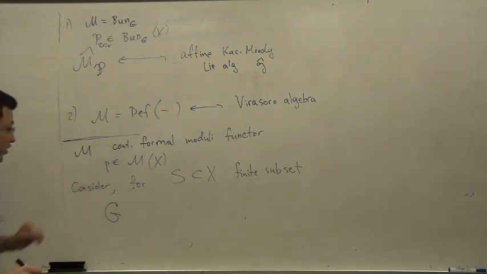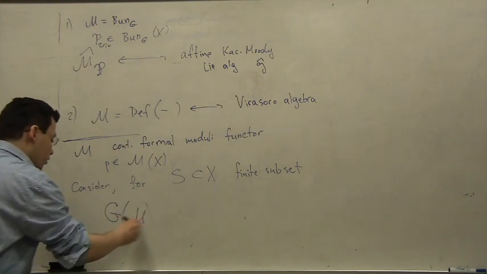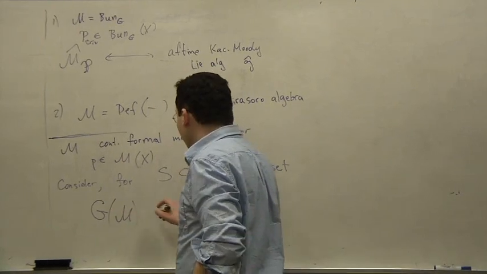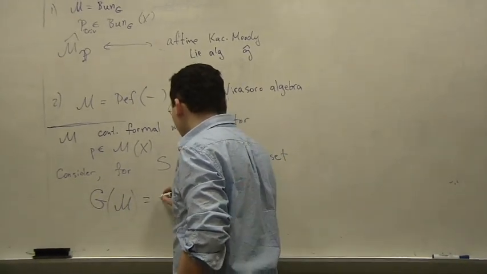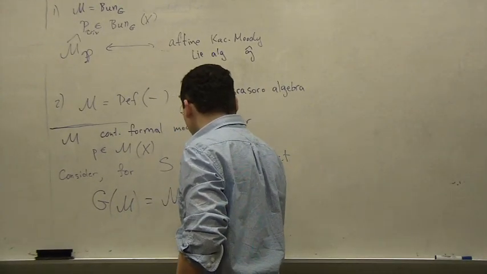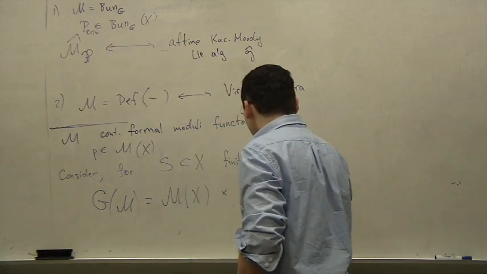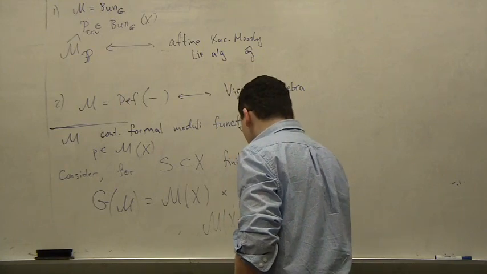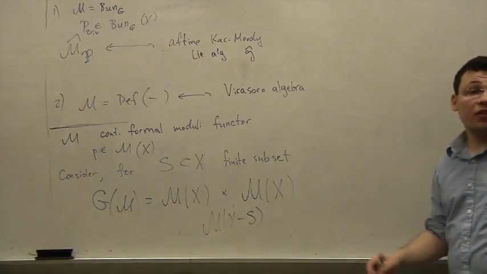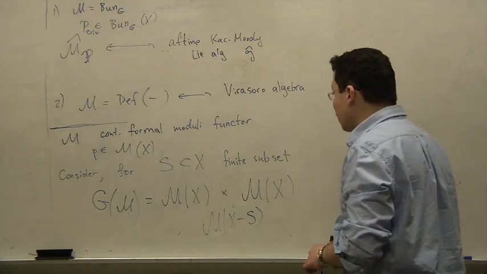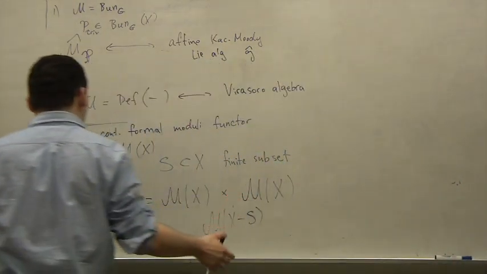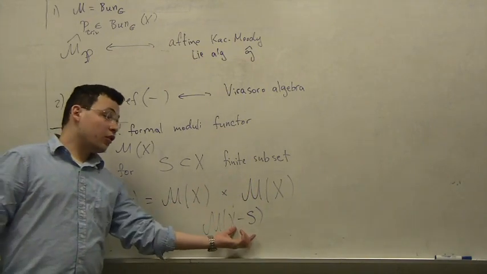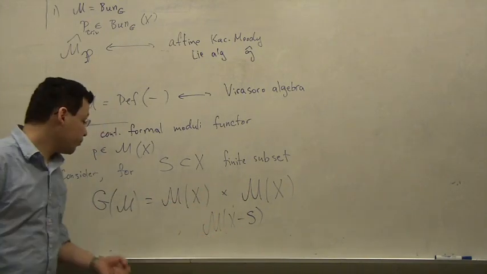I'm going to suppress X now from the notation, so it doesn't get too bad. So consider this space, which is going to be the fiber product of M of X with M of X crossed over its value at the complement of S. This open variety. So in the case of G bundles, you should think of this as two G bundles on X, together with an isomorphism over the complement, over this open part.